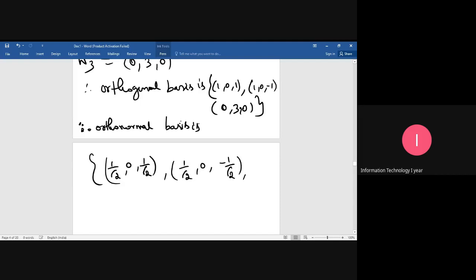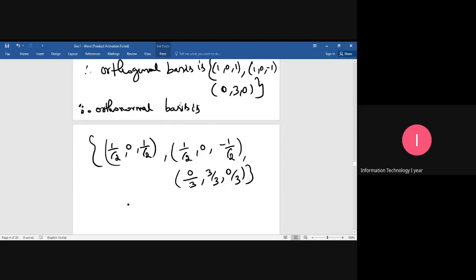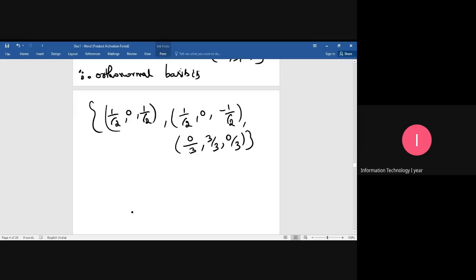Now the third one is 0 divided by 3, 3 divided by 3, 0 divided by 3. How is it obtained? 0 divided by the square root of 0 square plus 3 square plus 0 square. That is the answer. So removing the square root of 9, it is 3.